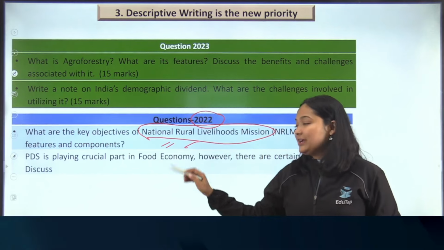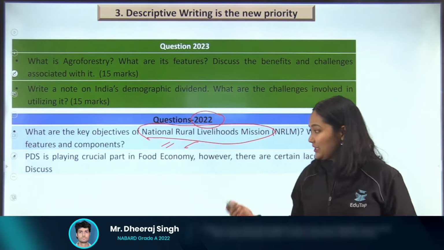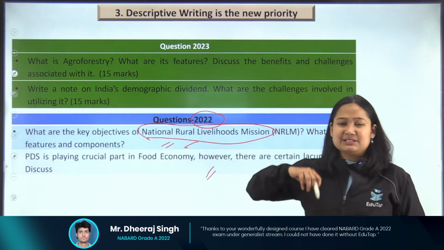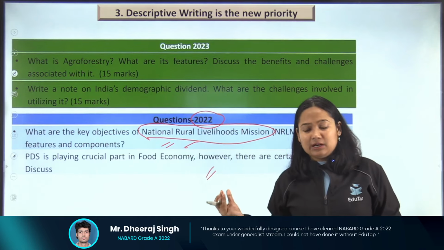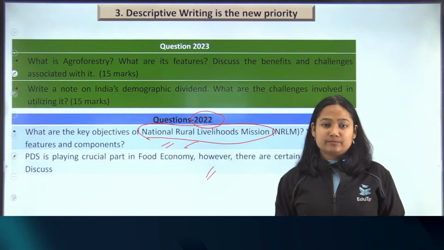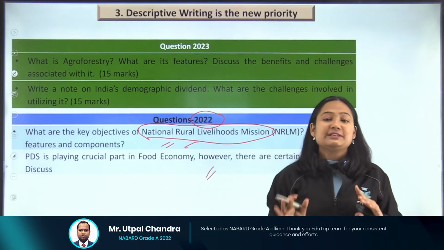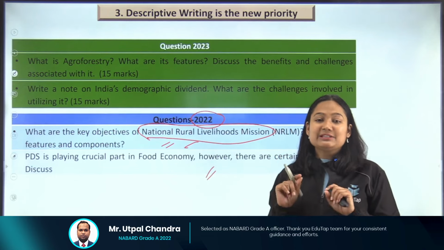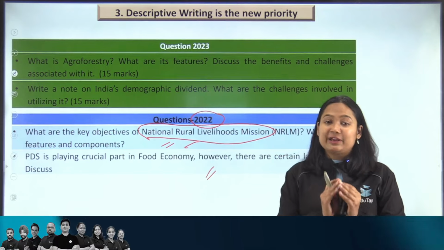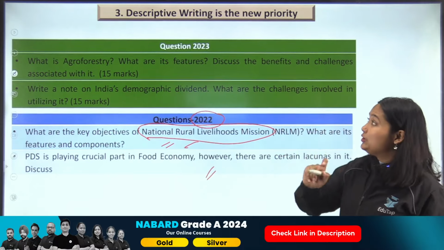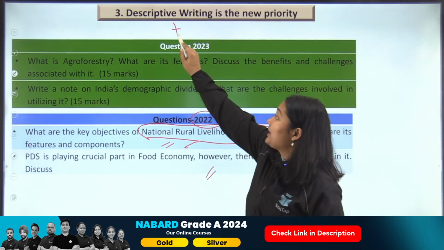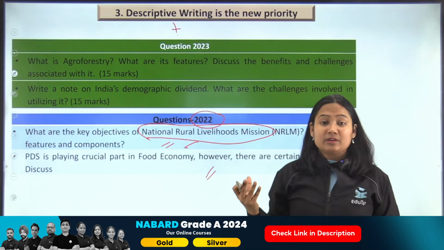What NABARD did was ask about it in the descriptive portion. They did the same for the PDS system. They did the same for the Pradhan Mantri Matsya Sampada Yojana. And now you cannot just say, okay, I'll read current affairs in depth, because even the static portion can be asked in depth in the descriptive paper. So now you need to focus on descriptive writing. Make it a priority.